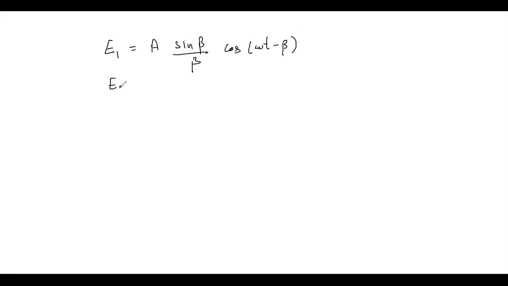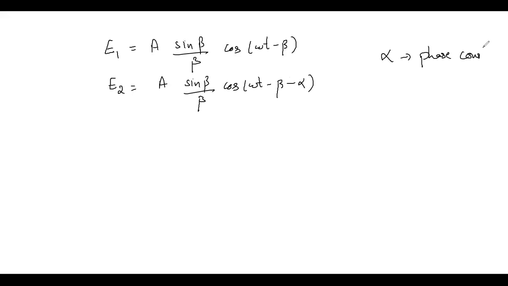Then your disturbance due to the second slit would be given by this expression, where alpha is the phase constant by which the wavelets starting from the second slit are going to lag. And this alpha is going to be 2 pi by lambda into d sine theta, because remember, d sine theta was the path difference.